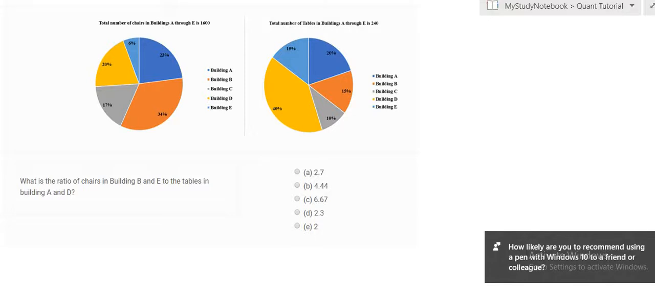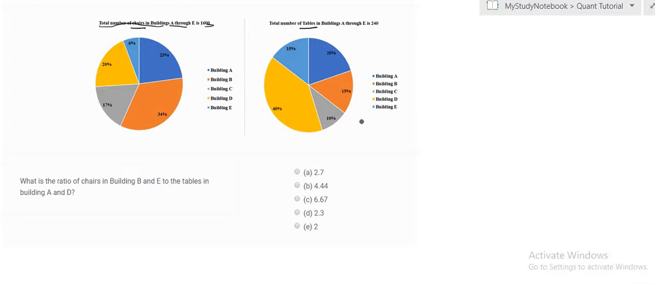The left is on the total number of chairs in building A through E is 1600. And for the right diagram, it says total number of tables in buildings A through E is 240. So the major difference here is on the left diagram, it's number of chairs, and on the right diagram, it's number of tables. And then different color codes have been used for the different buildings and different percentages.